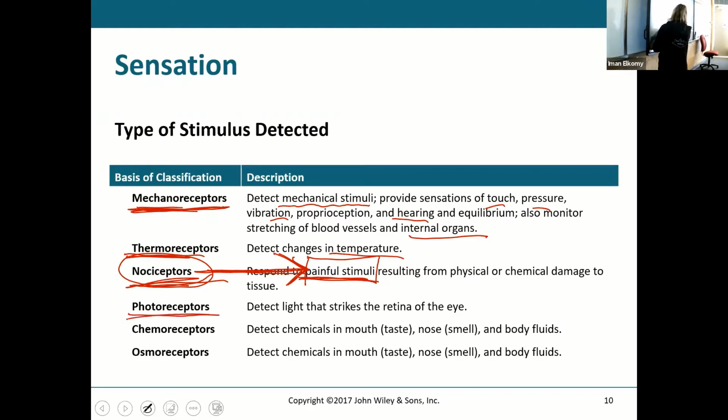Photoreceptors, what do you think they respond to? Light. Yeah. What about chemoreceptors? What do they respond to? Chemicals. So when we talk about chemoreceptors, your taste buds, those are actually chemoreceptors. They detect the chemicals in the foods that we eat, and that's what gives us that perception of taste, because that chemical starts an impulse and then it goes to the brain and then we interpret it as taste.